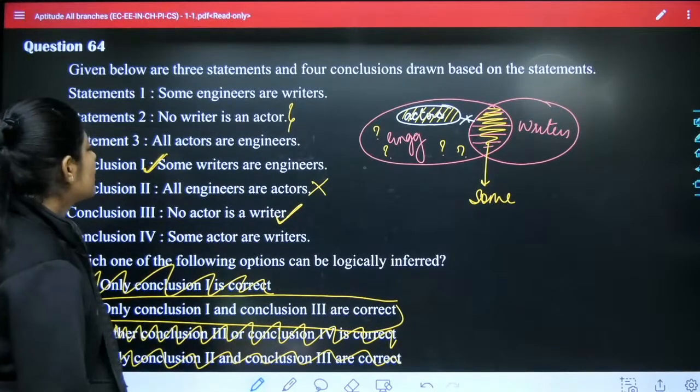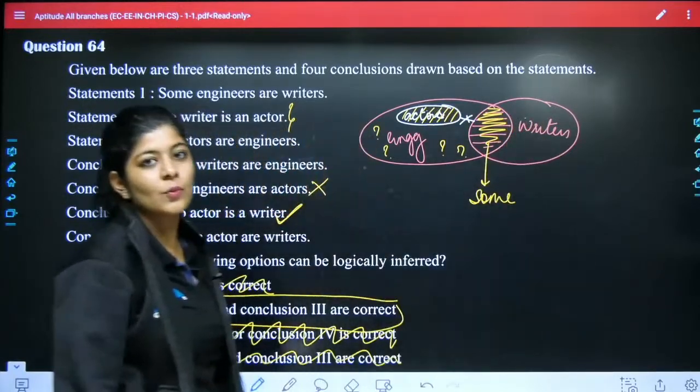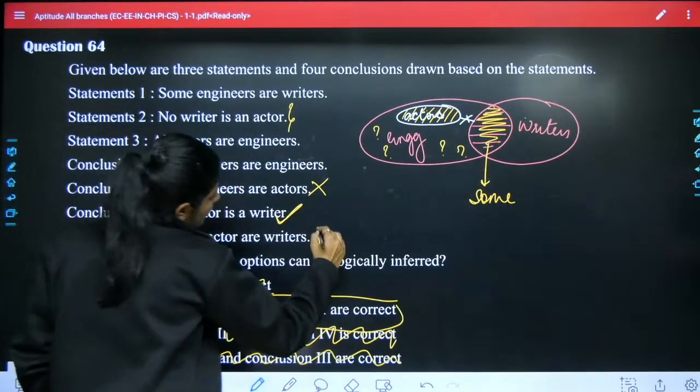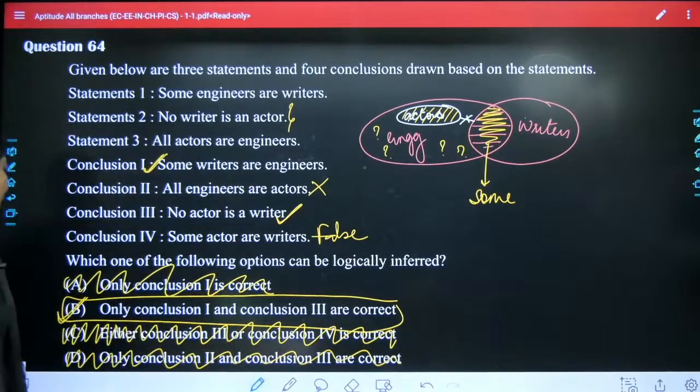And the fourth conclusion, some actors are writers. There is no relation between actors and writers, so we can't say anything, and this is false. So here, option B is correct.